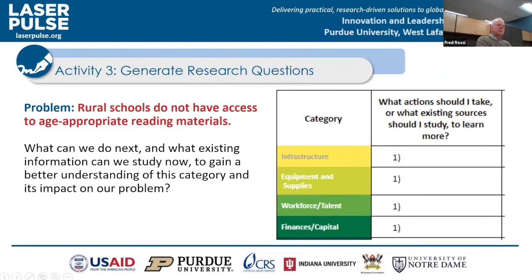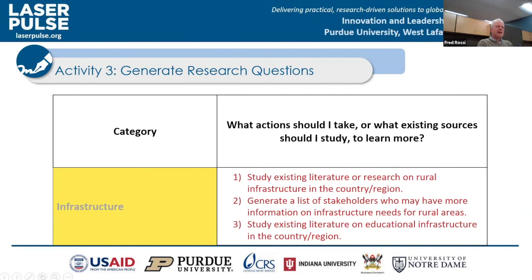So based on the descriptions you recorded in the final column of Activity 2, you may be able to identify some immediate actions that you can undertake that build on your own expertise and experience to address these gaps. So that's the first column in the Activity 3 template: what action should I take, or what existing sources should I study to learn more about the topic. All right. And so next slide, here is the example with 3 ideas written down for the infrastructure success factor.